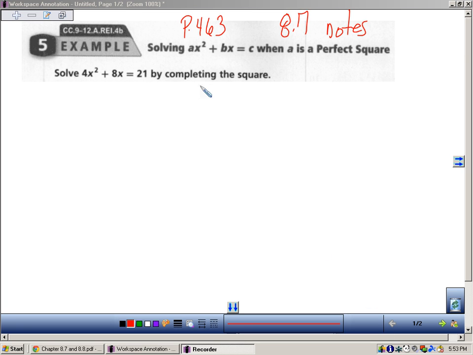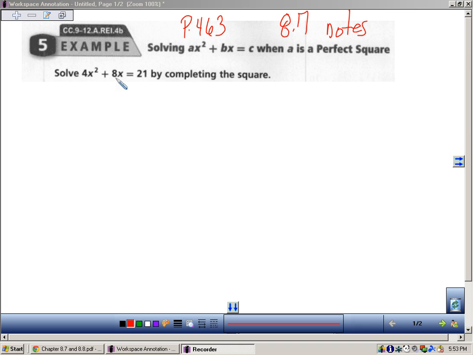We're now going to continue on 8.7, Notes Part 2, and I'm on page 463, Example 5. Now, the textbook uses a strategy that I'm going to avoid. The strategy here is similar to our previous strategy, and that is we want to take half the middle term and square it so that we can make this quadratic polynomial into a perfect square.